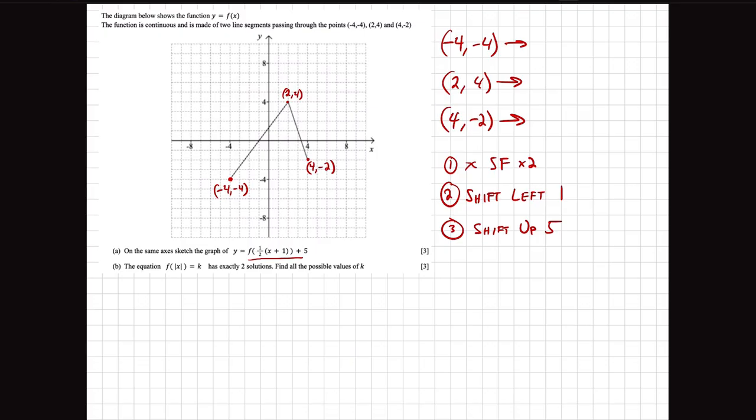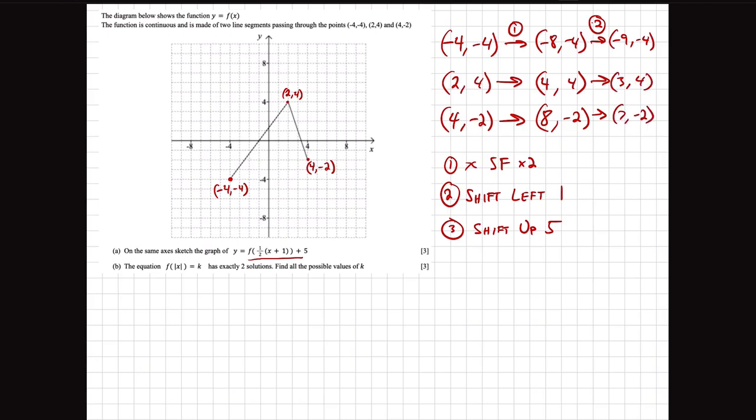So first thing, scale factor of times 2 for our x values. So our -4 becomes -8, and then we're not doing anything to our y yet. Our 2 becomes 4. Again, we're not doing anything to our y. And then our 4 becomes 8. So this is transformation number 1. For transformation number 2, we're going to shift everything left 1 unit. So my -8 becomes -9, again not doing anything to my y yet. My 4 becomes a 3, and my 8 becomes a 7.